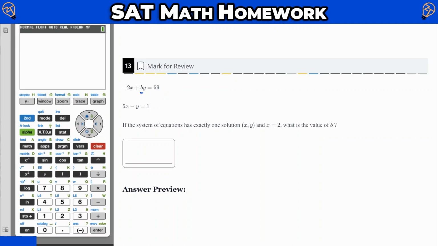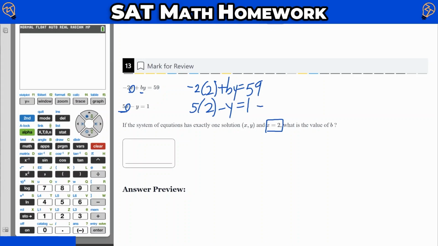For me, the intuitive thing is the fact that they tell you x equals 2. I'm going to go ahead and plug in 2 for x in both of these equations. So that means we have negative 2 times the previous x, which we now know is 2, plus by equals 59. And we can do the same thing down here where we have 5 times 2 minus y equals 1. Now, the bottom equation looks a little bit easier to simplify, so let's start there.